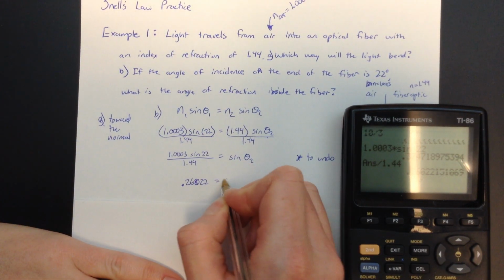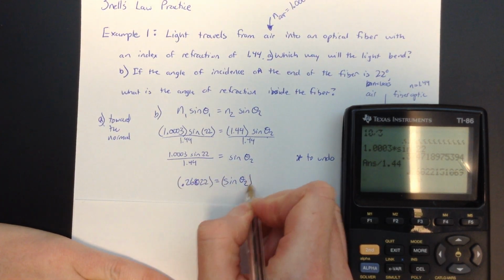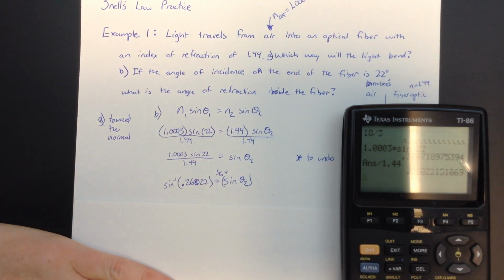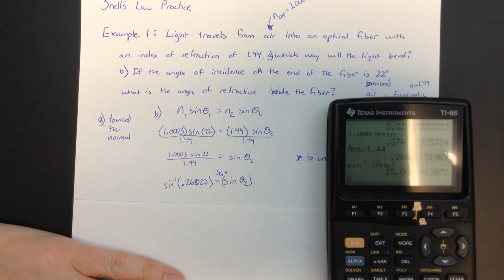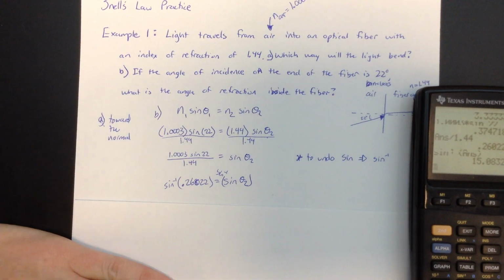That's going to be the sine of this angle here. So then I'm going to do the opposite of that, sine minus 1. So I'm going to use that button on my calculator. Actually, I'm not going to type that number in. I'm going to use this lovely answer button because it's so much easier. Okay, and so there is my answer, and it's 15.083.